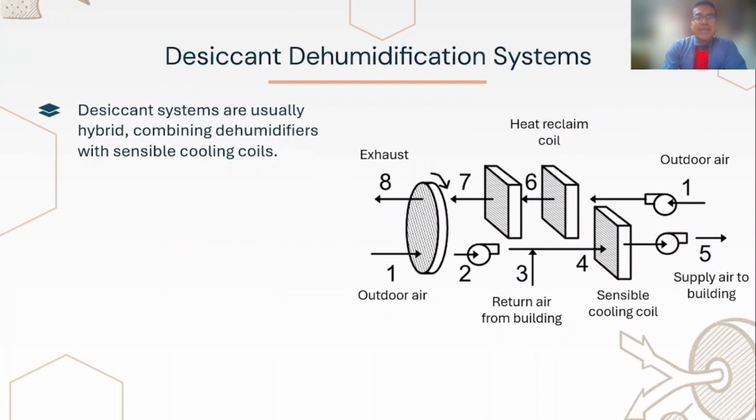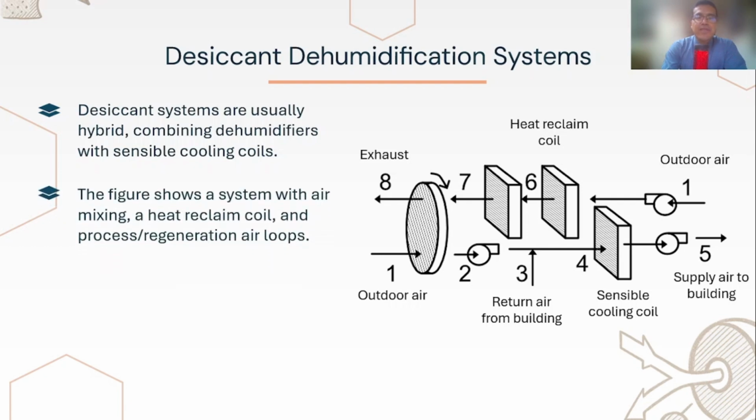Most real-world systems integrate desiccant dehumidifiers with sensible cooling coils. The figure shows an example of such a configuration. Outdoor air enters at point 1, is dehumidified through the rotating wheel, and exits as dried hot air at point 2. The air then mixes with return air from the building, passes through a sensible cooling coil, and is delivered to the space. Meanwhile, the regeneration stream passes through a heat reclaim coil and is eventually exhausted.